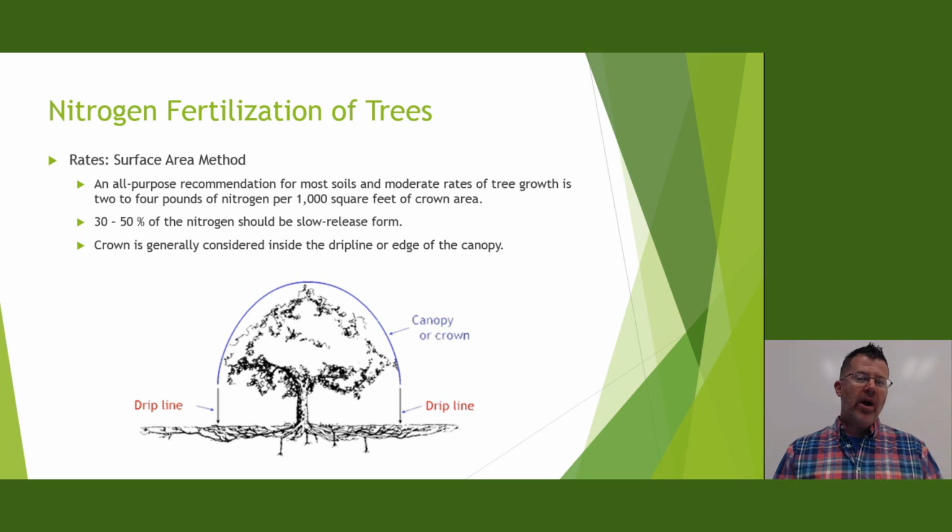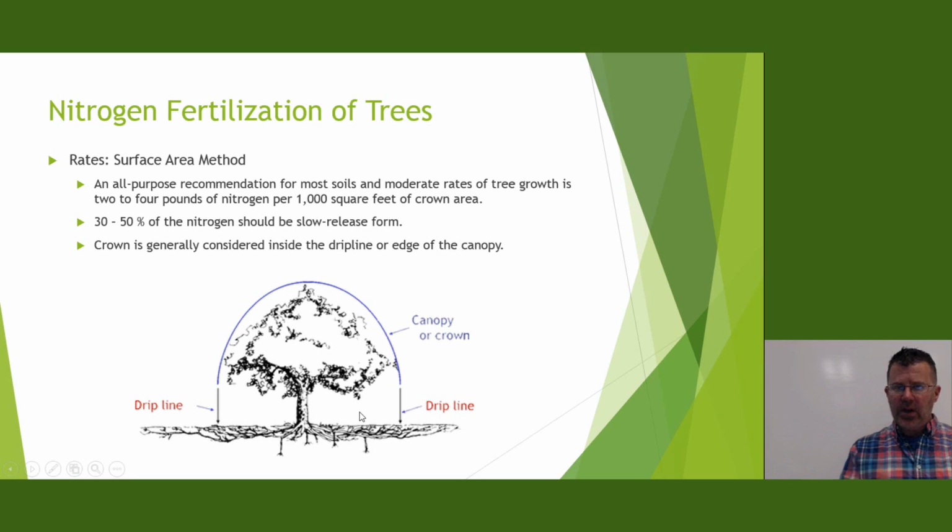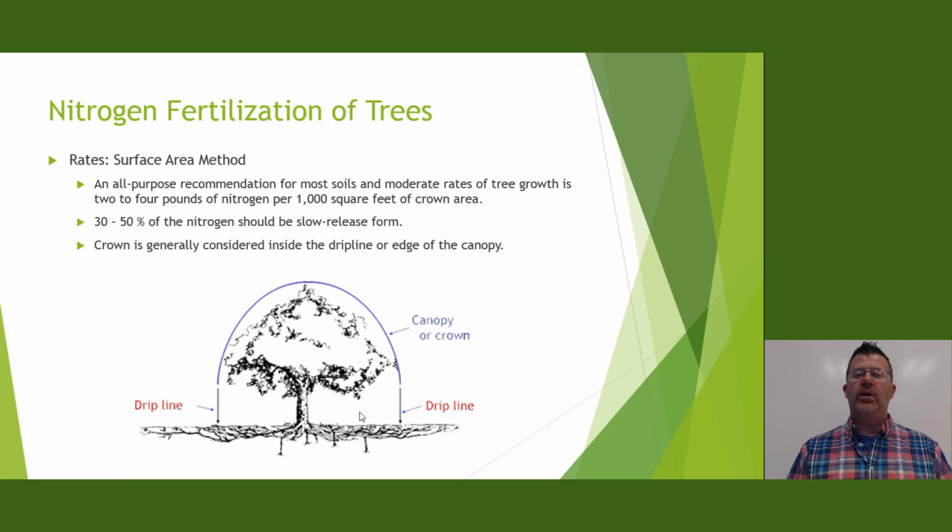And when we talk about the crown of the tree, we're usually considering the inside drip line or edge of the canopy. So here in the diagram, we have our drip line equivalent to the canopy or crown. So we're recommending that we apply 2 to 4 pounds of nitrogen per 1,000 square feet of crown area. So if this is 100 feet by 10, there's 1,000 square feet. And you'd actually have to go out and physically measure that, guys.